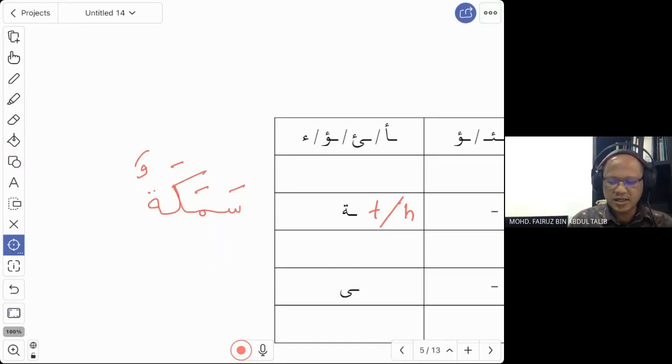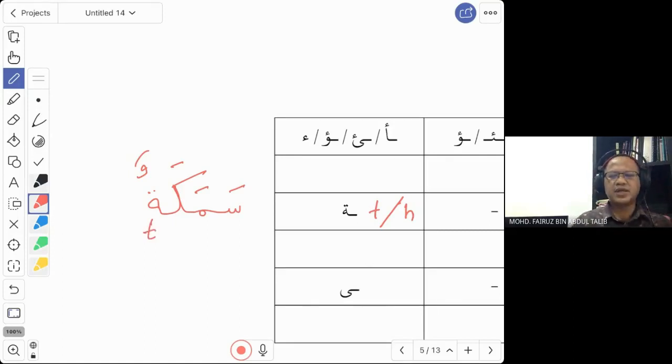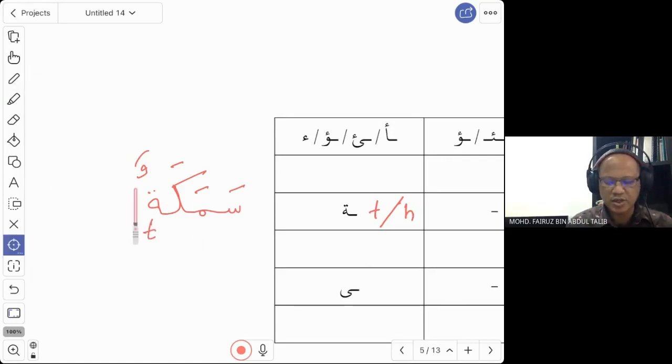So this ta, you read the symbol or the vowel. When you read it together with the symbol, it becomes the T sound. You have to read it with the T sound. So we say sa, ma, ka, tun. Samakatun. So this is the sound of the ta, the T sound if you read with this symbol.